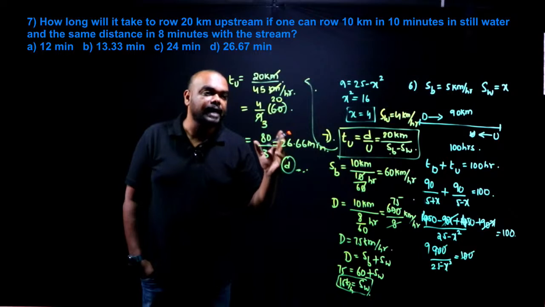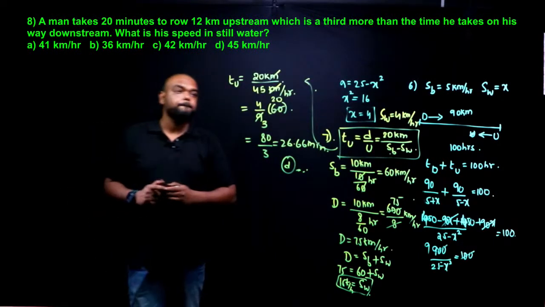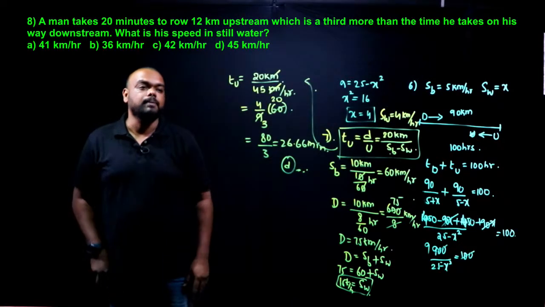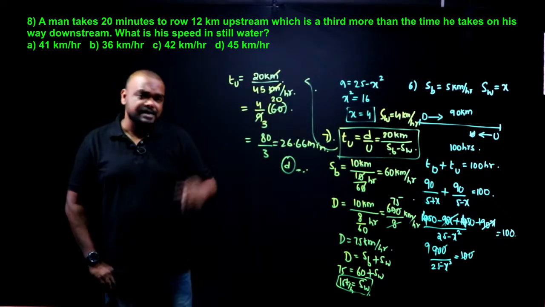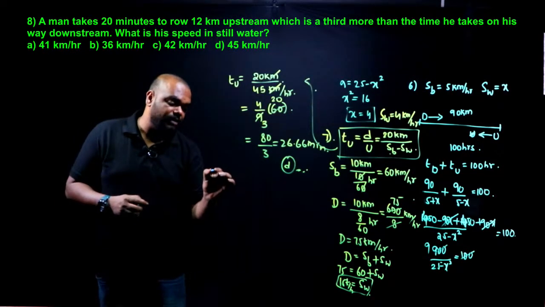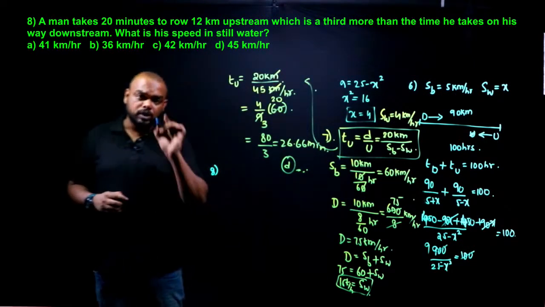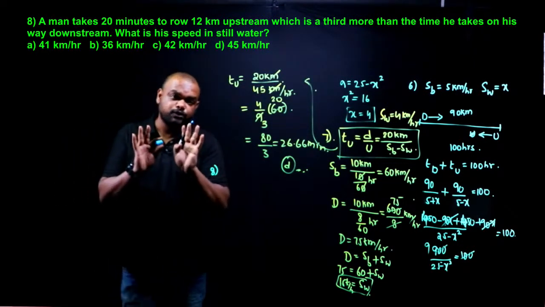Okay, excellent guys. Let us go to the next question, please. Question number 8. What do we have here? Eventually, slowly the questions are becoming trickier and trickier. Stay with me. I'll try to explain it as simply as possible. The only thing is you must know all the basic 4 formulae.